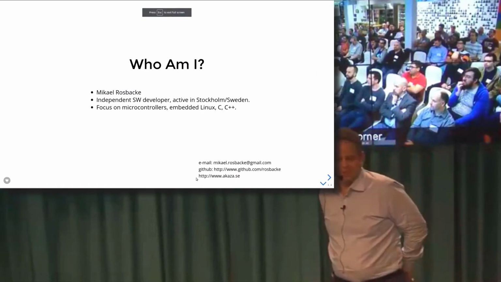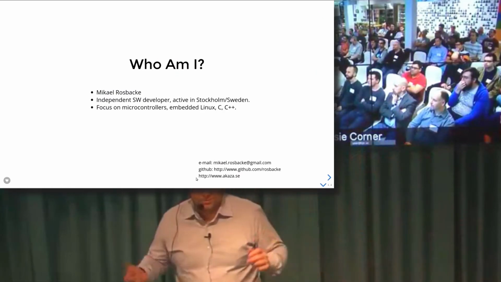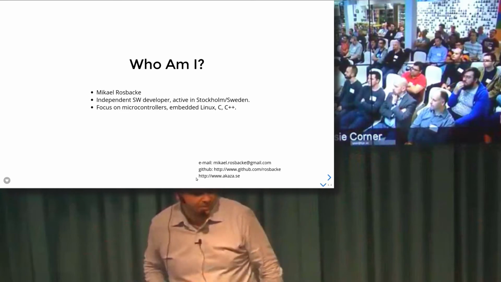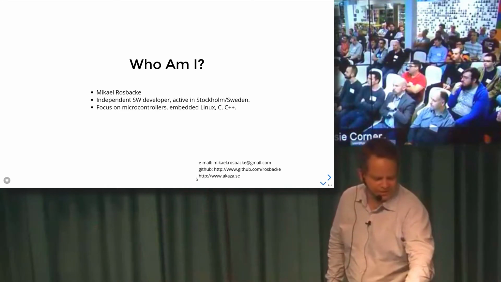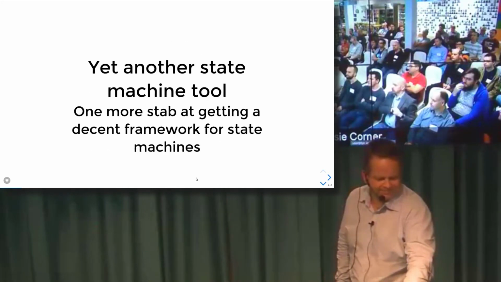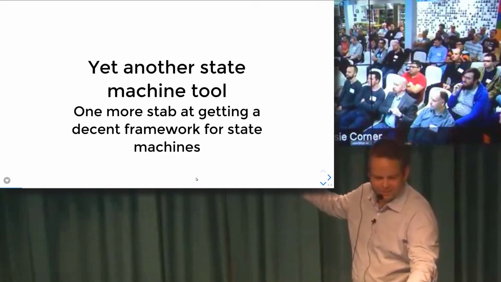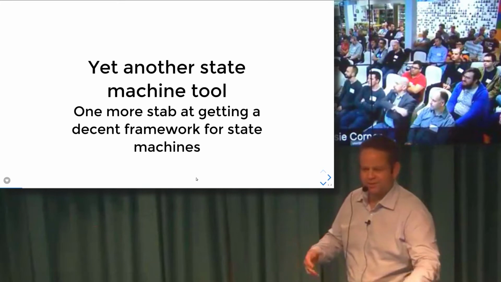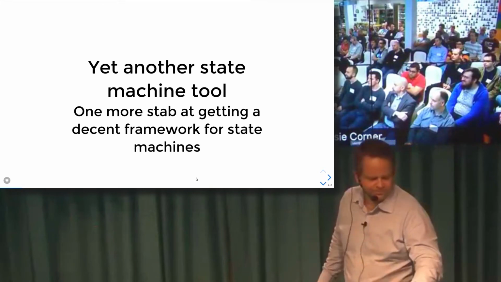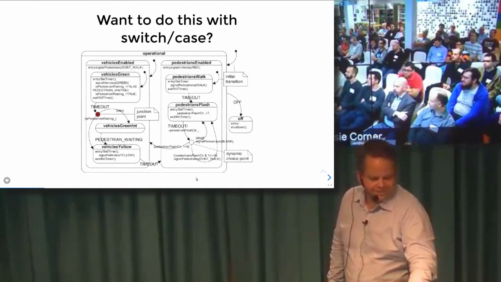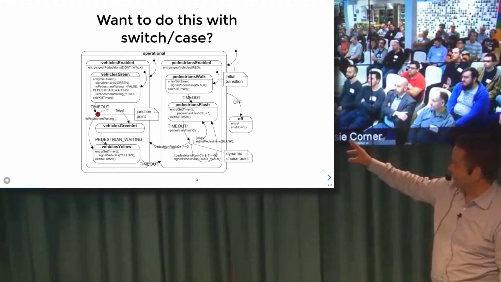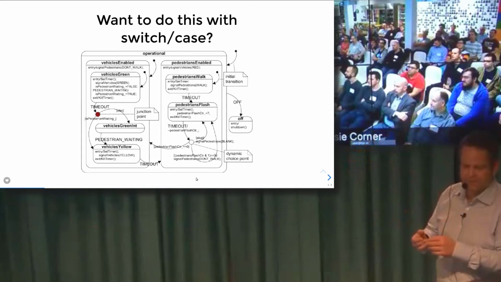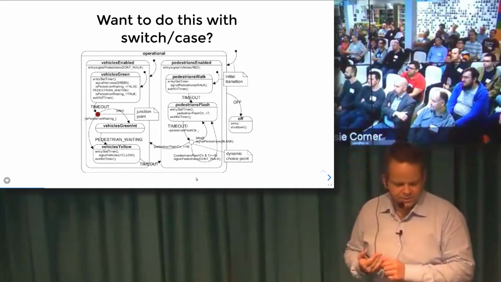So, who am I? Mikael Rosbacke, software developer, C, C++, that kind of stuff. State machines, going a little bit old school here. We have seen them before, so this is one more try to actually make them usable. You've all done the switch case. You have a hierarchy that you can set up, a state chart if you want to be strict on names.